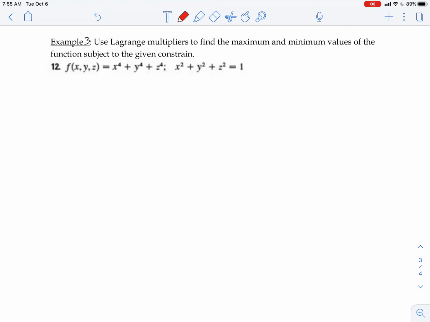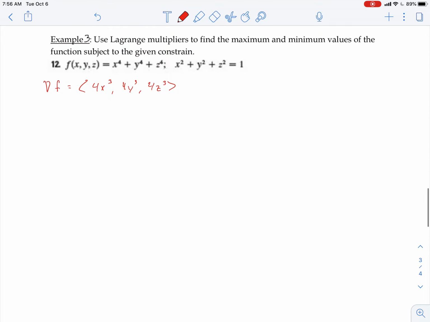Use Lagrange multipliers to find the max and min values of the function subject to the given constraint. All right, so again, I'm going to take the gradient of f, which is the partial with x, y, and z. Here we have a function in 4D, which is already kind of crazy. So when we take the gradient of f, which is x to the fourth plus y to the fourth plus z to the fourth, we're going to get the vector 4x cubed, 4y cubed, and 4z cubed.